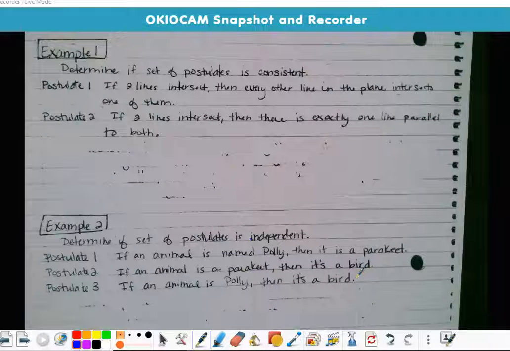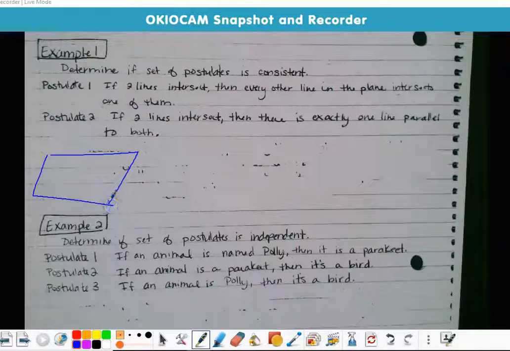Okay, so if we think about it, we have a plane, and if two lines intersect, so we have a line here and a line here, then every other line in the plane intersects one of them. Okay, you think that's correct. That's good. However, I'm just trying to draw you a picture to help you because they could intersect in different ways. How about if two lines intersect, then there is exactly one parallel to both.